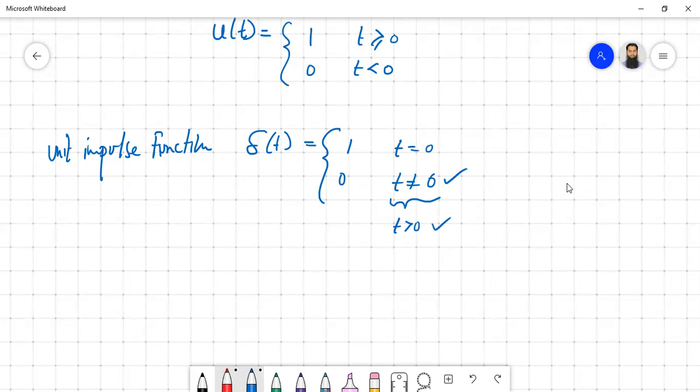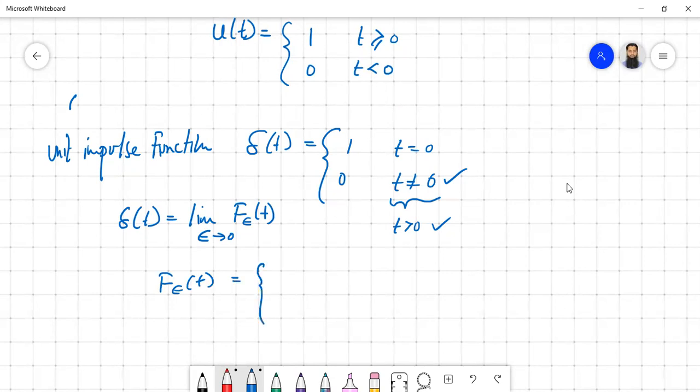Okay, so what will be the Laplace transformation of the unit impulse function? First we have to look at the ideal definition of delta(t). The ideal definition of delta(t) is the limit as σ tends to 0 of f_σ(t). And what is f_σ(t)? f_σ(t) is basically 1/σ for t between 0 and σ, and elsewhere it is 0.